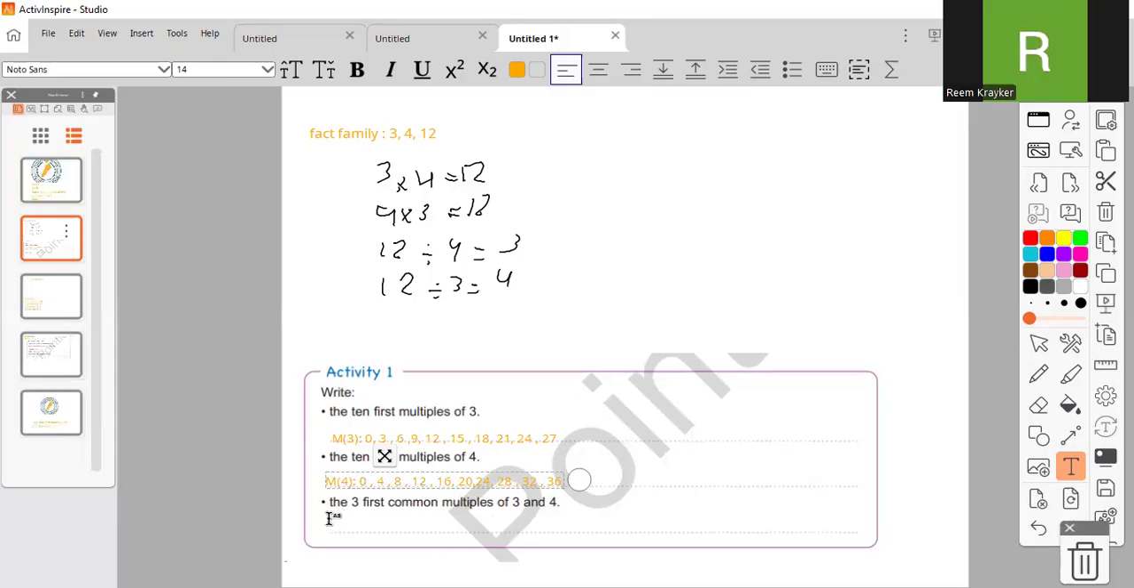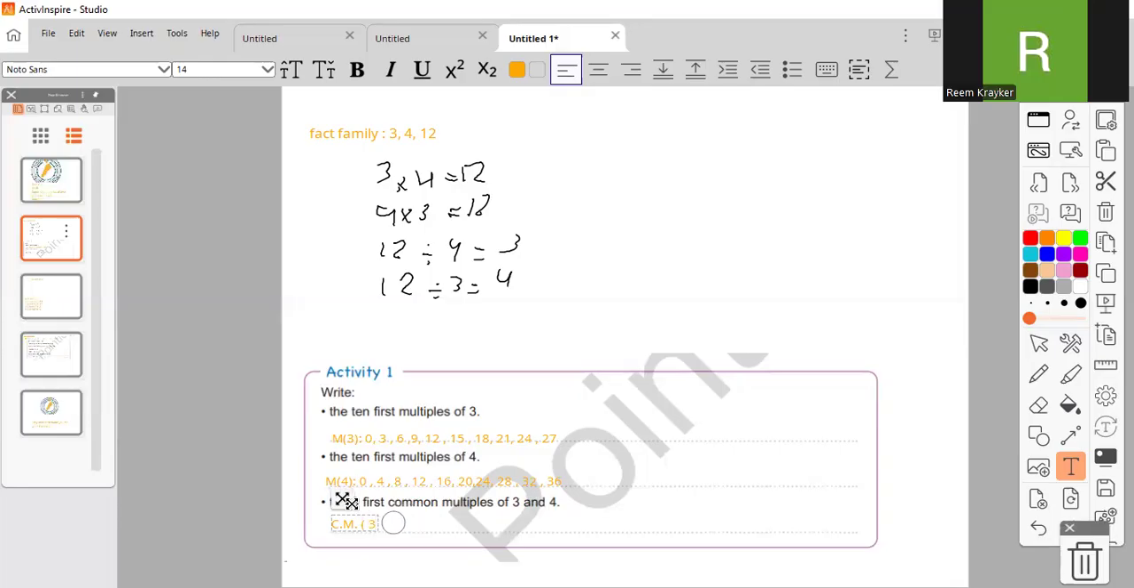Now we are going to write the first common multiples of 3 and 4. What does the word common mean? Common means مشترك, a multiple that you find in 3 and you find also in 4. Of course, we know all of us that the first common multiple is 0. Why 0? Because 0 is a common multiple of all numbers. Always when you want to write the common multiples, you should write 0 as the first one.